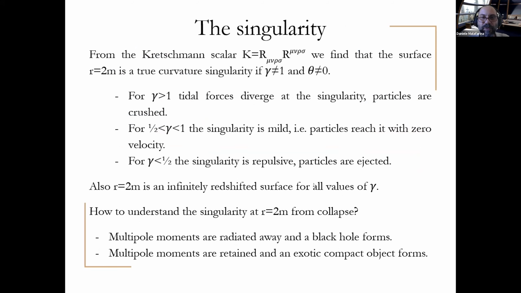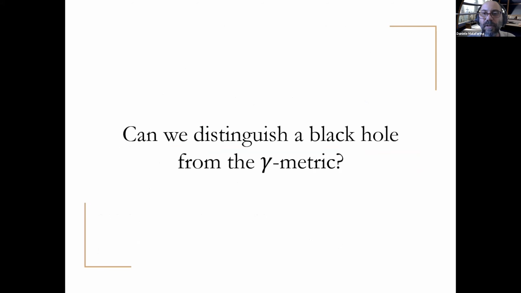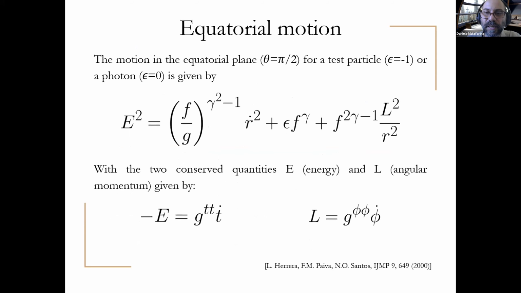The singularity I mentioned, so there is no reason to go into the fact that R equal to 2m is an actual true curvature singularity. And so what did we do? We wanted to look at how to distinguish this line element from a black hole. So we studied particle motion around it.